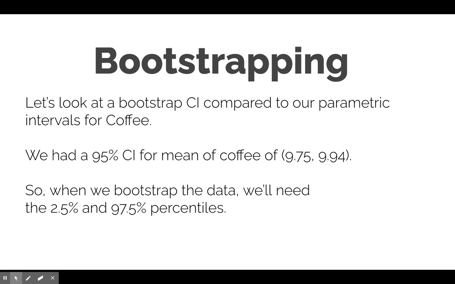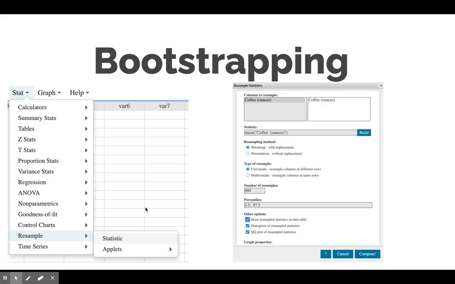So for this one, if you look at a bootstrap confidence interval compared to the intervals for coffee, we had a 95% confidence interval for the mean of the coffee that was 9.75 to 9.94. So if we bootstrap that data, we'll need the 2.5% and the 97.5% percentiles. And again, to get those, I would just put that in the calculator on StatCrunch and it'll tell me what percent of data falls below those values. So you would have to find the percentiles, which for 9.75 was 2.5% and 9.94 was 97.5%.